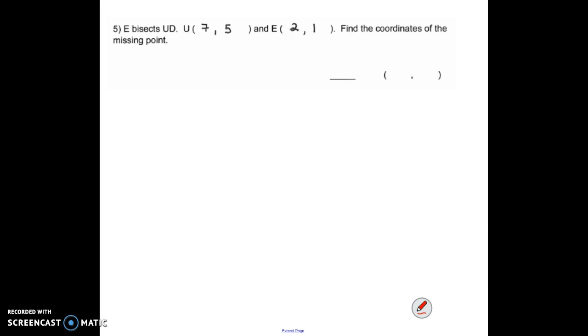Just real quick, E bisects UD. Here's U, here's D, and E bisects it. So E is right here in the middle. Oh my gosh, this problem's backwards. I don't give you the endpoints. I give you one endpoint and a point in the middle. So we're going to make this x1, y1, and this is the midpoint of x and the midpoint of y, or the coordinates for the midpoint.